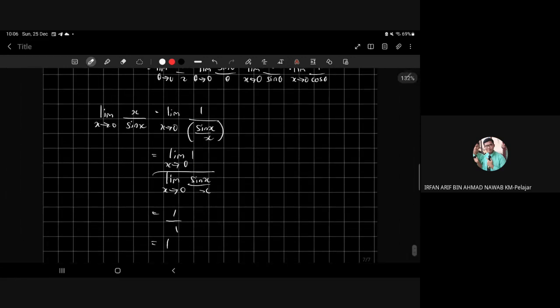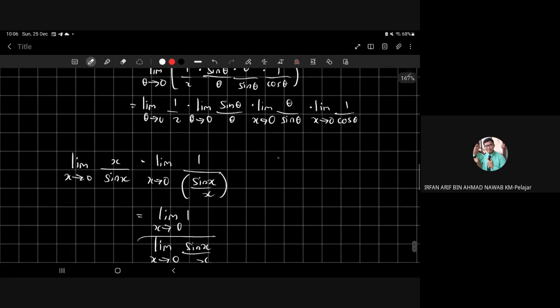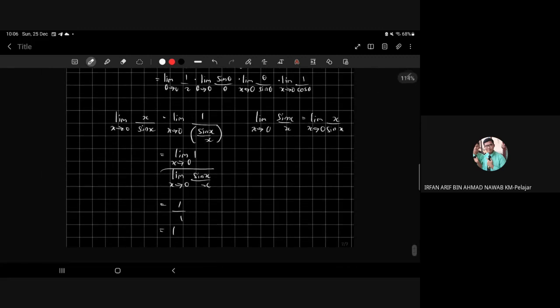So what does this tell you? It's basically saying that the limit as x approaches 0 for sine of x over x is equivalent to the limit as x approaches 0 for x over sine of x. Both of them are the same.